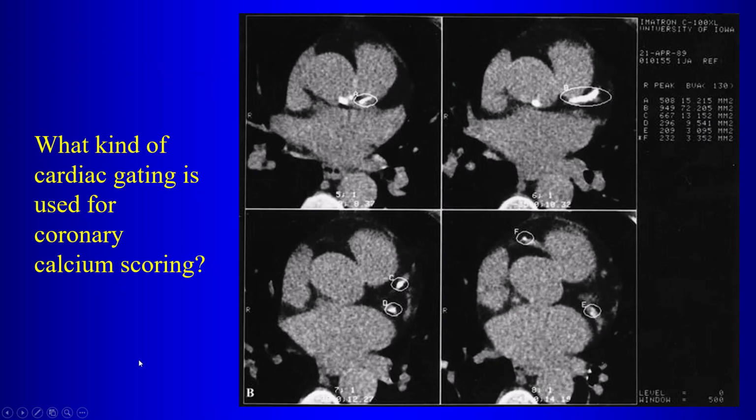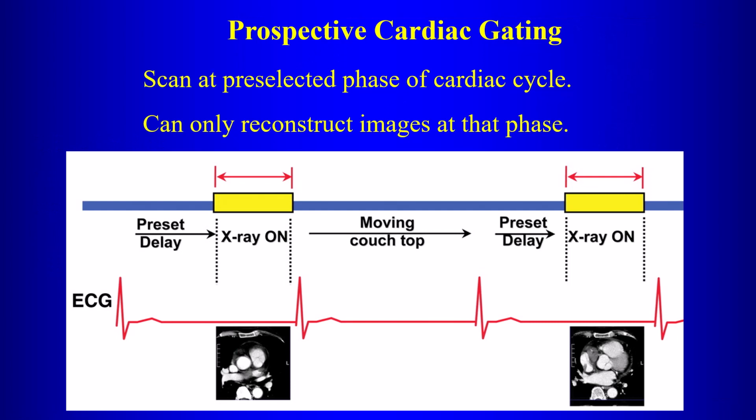Now, what kind of gating is used if we're doing coronary calcium scoring? And so what do we do for coronary calcium scoring? Well, we do a non-contrast CT. We do it with cardiac gating. We identify these areas of coronary calcium, and then we put our regions of interest on them, and then the software will measure the amount of calcium and give us a numerical quantitative measurement of the amount of calcium. The type of gating that is used for coronary artery calcium scoring is prospective cardiac gating.